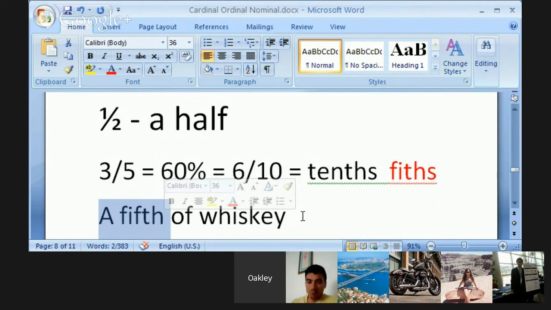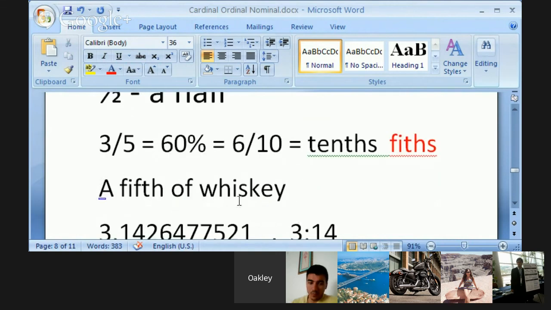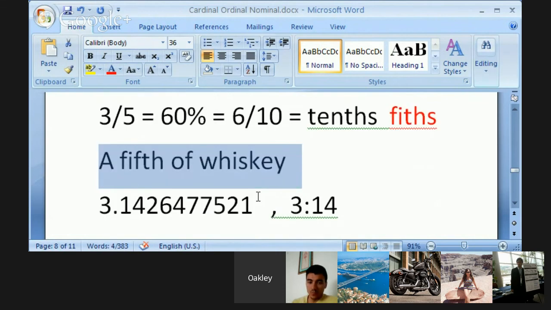But anyway, Americans buy alcohol. Nowadays, you can buy alcohol in liters, but it hasn't been that way for very long. And many kinds of alcohol are still sold in fifths, at least American whiskey, for example.